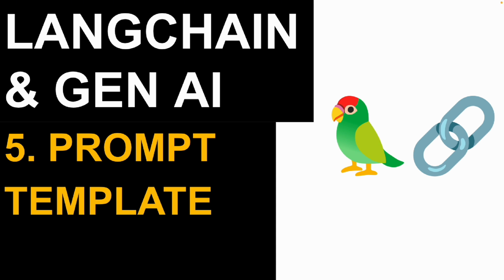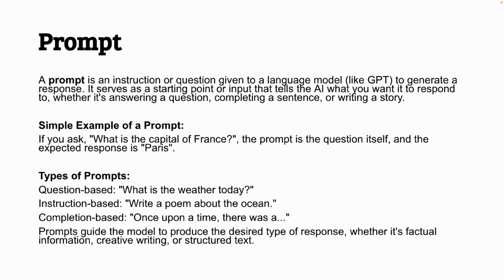So let's start. Let's take a look at what exactly the prompt itself is. The prompt is the instruction or the question we pass to the language model, like ChatGPT, and it responds to that question or query. So let's say you are asking ChatGPT, what is the capital of Paris? Sorry, what is the capital of France? In that case, this is exactly what our prompt is.